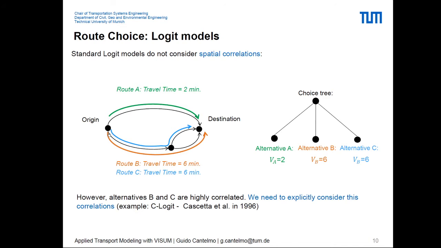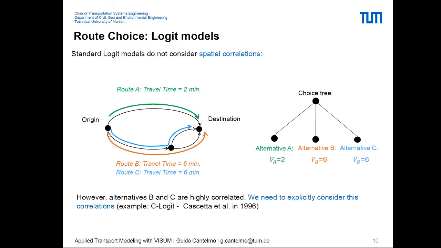So what we need to do is to explicitly consider this correlation. We are not going to go through the model, but the point is that there are models. One of them is the so-called C-logit, proposed by Cascetta in 1996, that adjusts the logit in order to take into account the correlation between routes. So why is this important? Because this is one of the models that you can use in Visum. In Visum, you can use the logit models, you can choose the parameter theta, and you can decide to use the C-logit or other models to consider correlation between different paths.